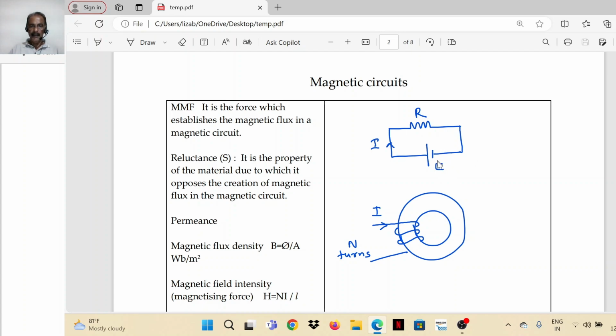So in this electric circuit there is an EMF source E. EMF source is connected to a resistance. So a current I flows in the circuit. We know the value of I is equal to E by R. Here now the magnetic circuit. So in the magnetic circuit, here in the figure given, there is an iron ring. A coil is wound on the ring which carries a current of I ampere.